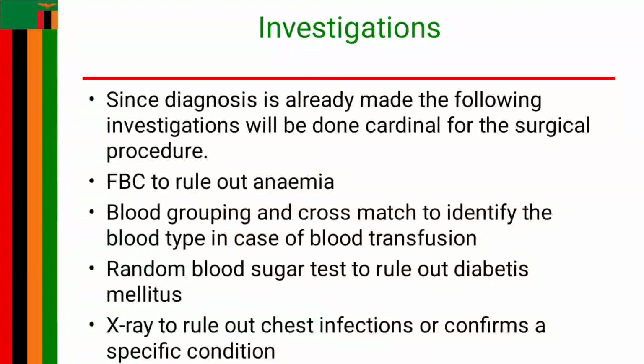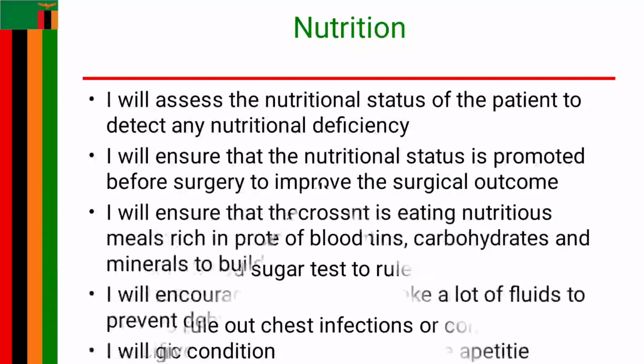The next heading is investigations, and these are some of the general investigations. Of course, based on the condition you're dealing with, you can put in specific investigations based on that condition. And you can say, since the diagnosis is already made, investigations will be done that are cardinal for the surgical procedure. For example, full blood count to rule out anemia, blood grouping and cross-match to identify the blood type in case of blood transfusion, random blood sugar test to rule out diabetes, and of course also X-ray to rule out chest infections or confirm a specific condition.